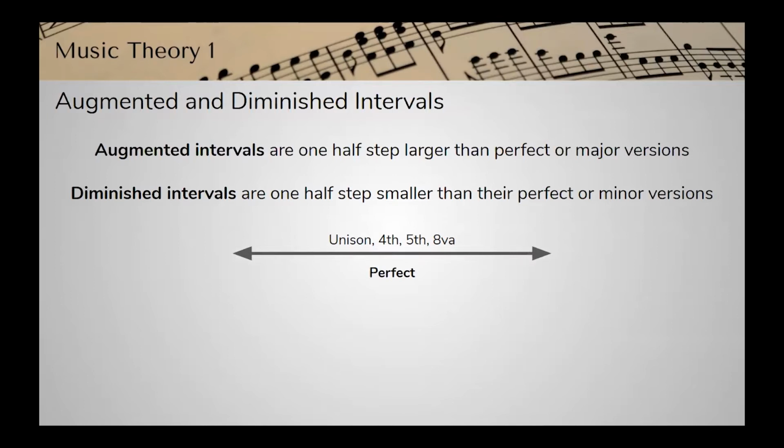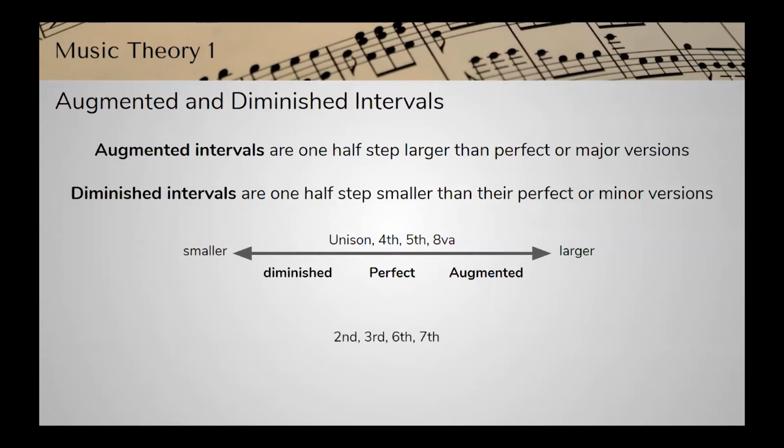But if you have a unison, a fourth, a fifth, or an octave that is one half step bigger than it should be for being perfect, we call it augmented. So augmented is just kind of like a stretched out version of perfect, right? It's slightly bigger than a perfect interval should be. Okay? And if you have a perfect unison, perfect fourth, perfect fifth, or perfect octave that's smaller by one half step than it should be, it is diminished. So this is like a shrunken version of a perfect interval.